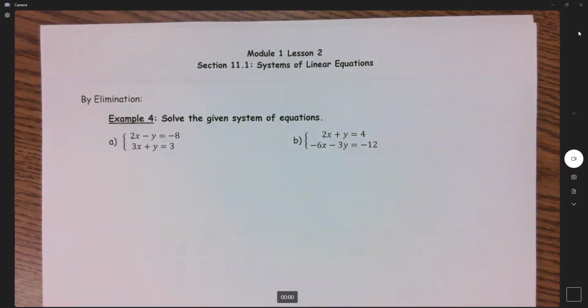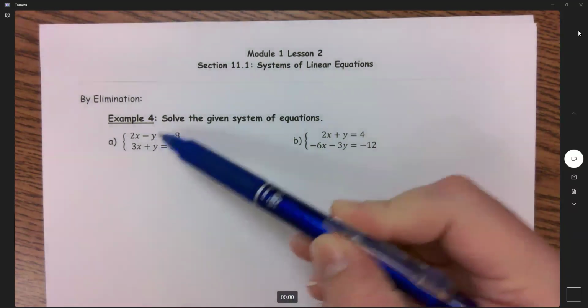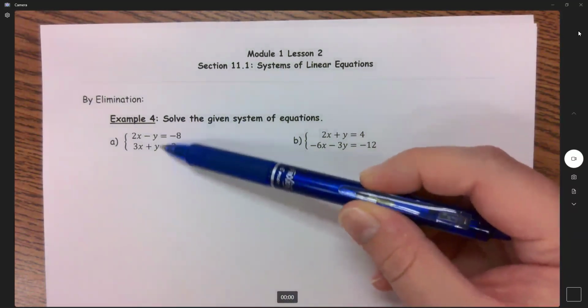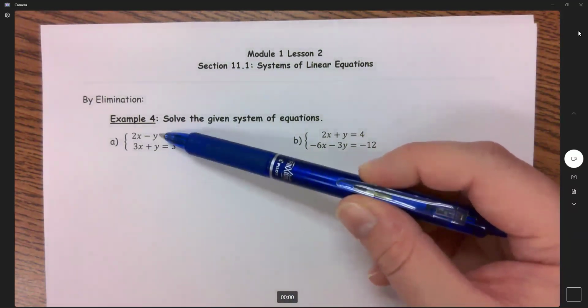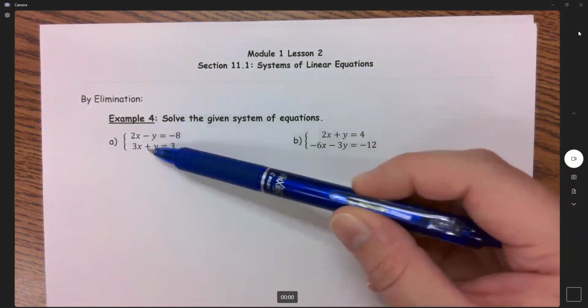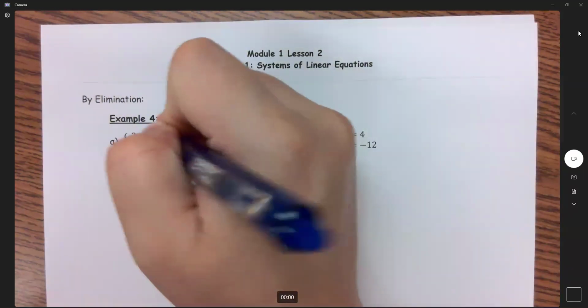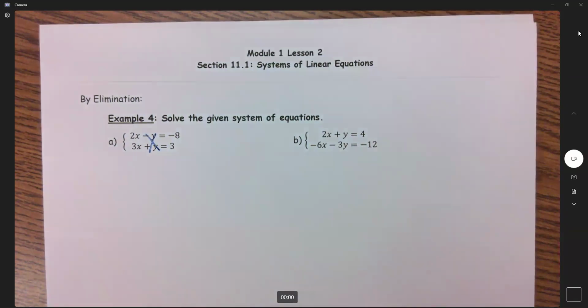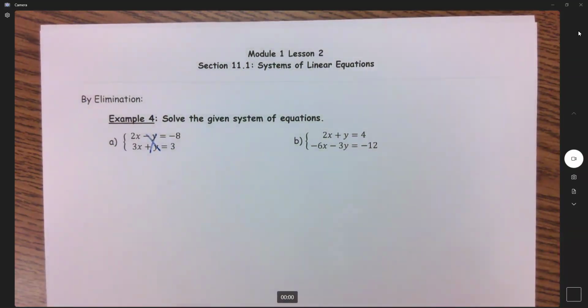When we solve by elimination, what you want is to have the variables be opposite but the same. So you've got -1 and +1. Those are going to cancel or eliminate. And now elimination is also called addition method.